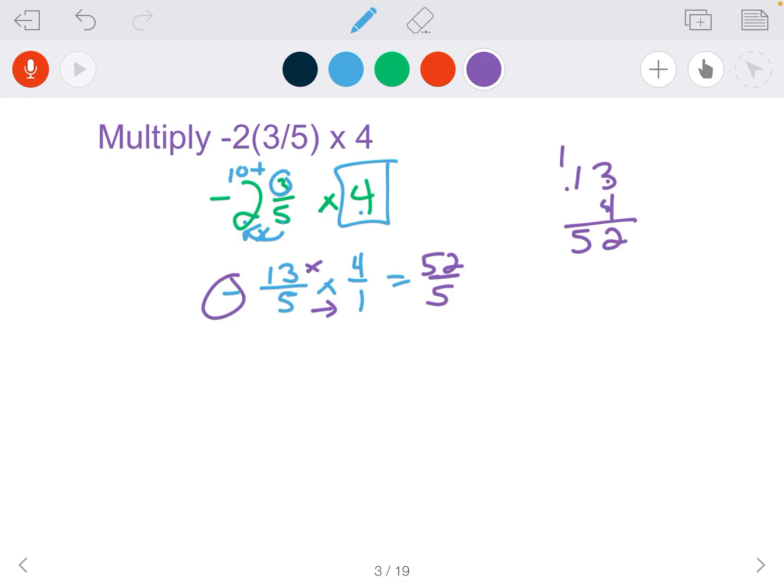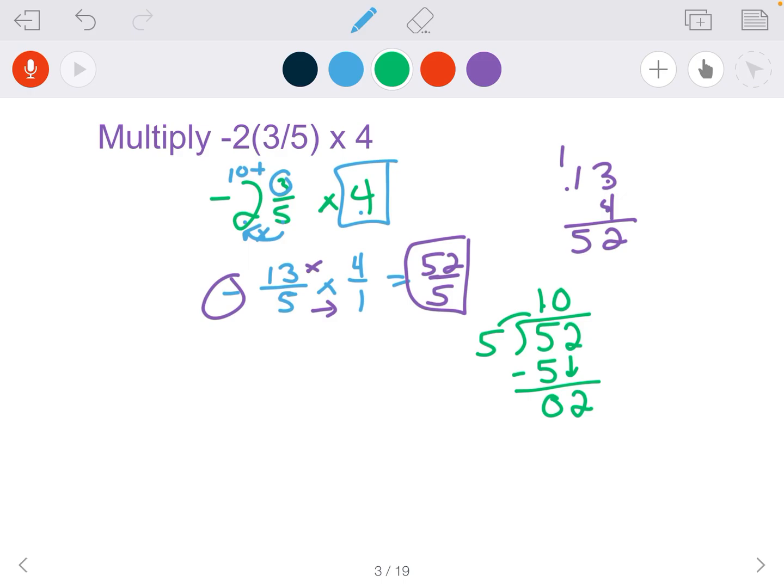Finishing this out, we now have to make the improper fraction back into a mixed number. So I'm going to put the numerator 52 inside the division box. That's the dividend, and then the divisor of 5. 5 goes into 5 one time. 1 times 5 is 5. Subtract, I get 0. And I bring down the next, and I get a 2. 5 cannot go into 2, so that's 0 times. Now here I have a remainder of 2.